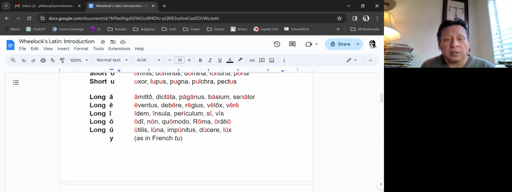Amito. If it was short, it would be amito. But this is amito. And notice the double T. In Latin, double consonants, repeated consonants, each one gets pronounced. So it's like if this was the word attendance in English, the first syllable would be at and then the tendance would be the second syllable. You wouldn't say attendance, right? It would just be attendance.